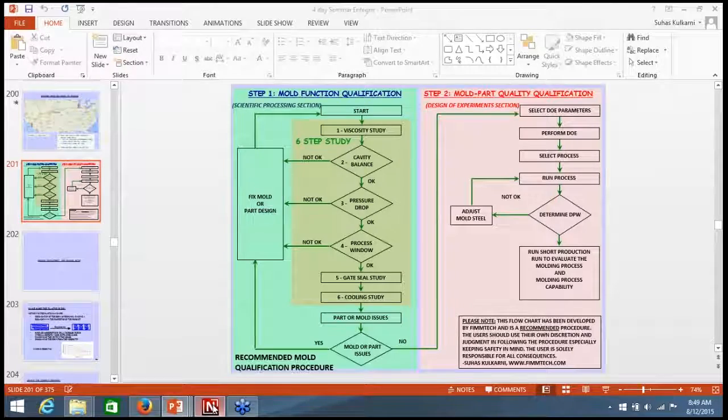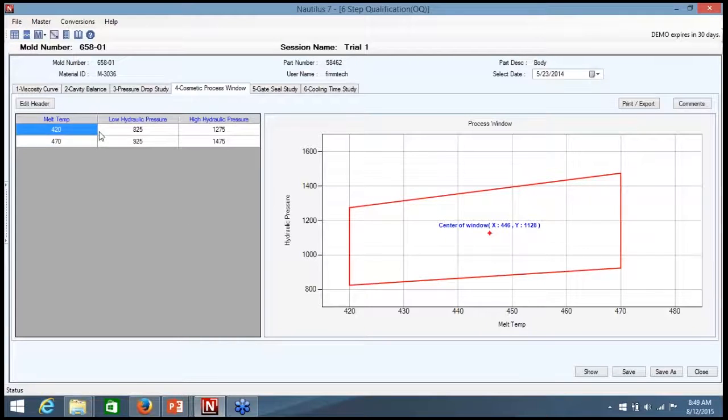So going back to the software now, I say that below 825 psi, my parts have sink or shorts. Above 1275, the parts have flash, or some other defect. That means between these limits, I can make parts that are cosmetically acceptable. That means if dimensions are not important to my customer, I can sell those parts to the customer.